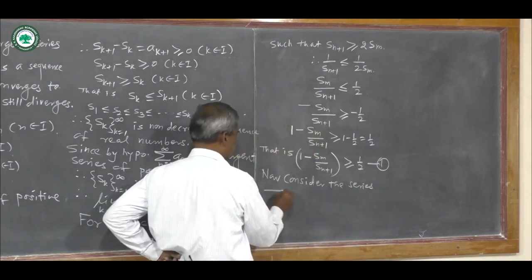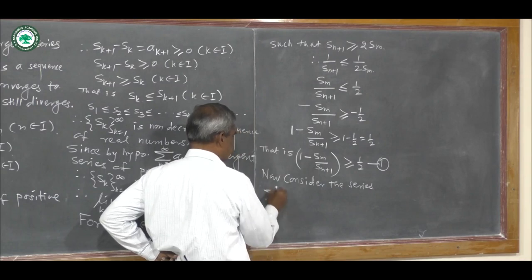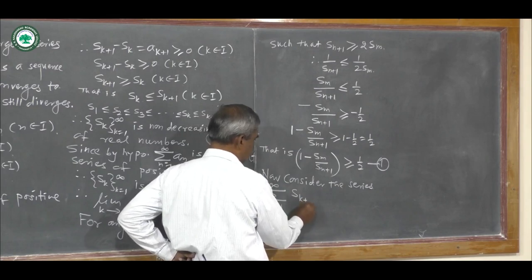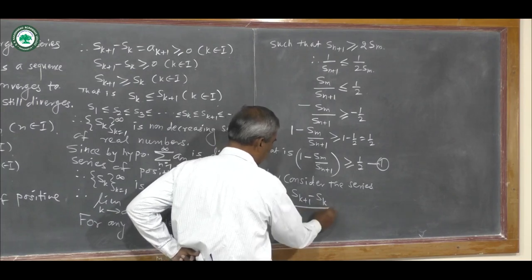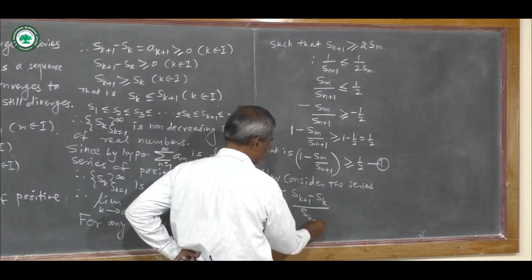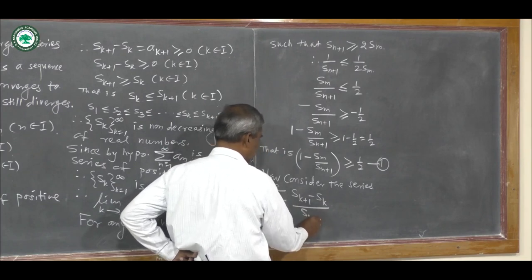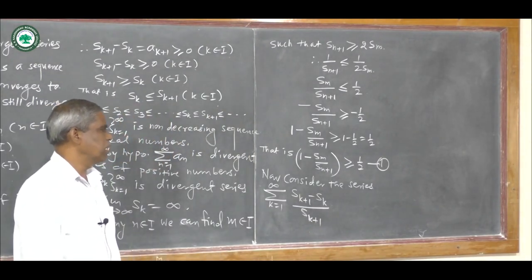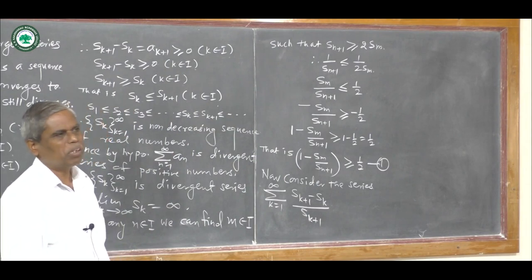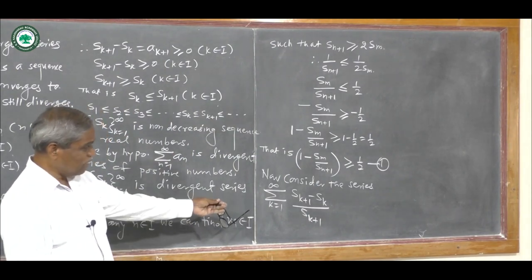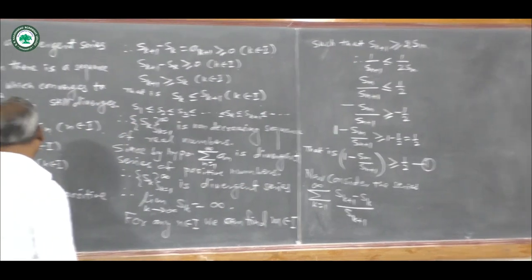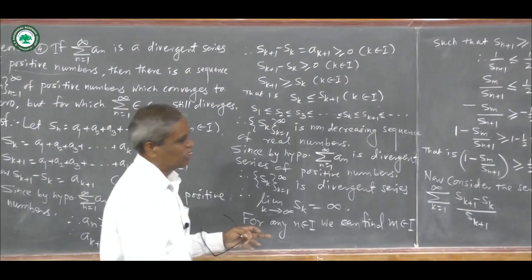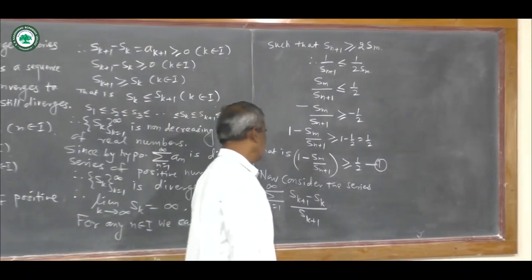Consider the series summation k equal to 1 to infinity of (S_(k+1) minus S_k) upon S_(k+1). That is, summation k equal to 1 to infinity of a_(k+1) upon S_(k+1).